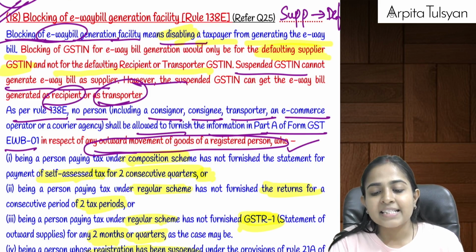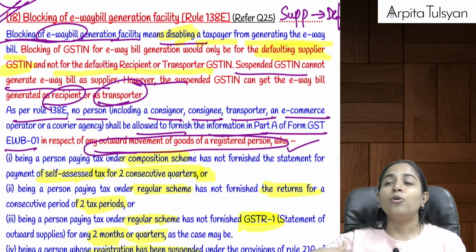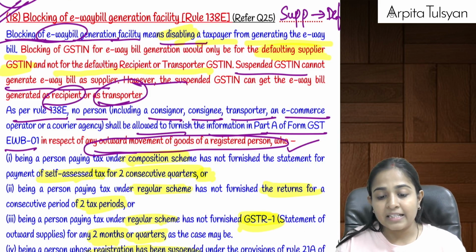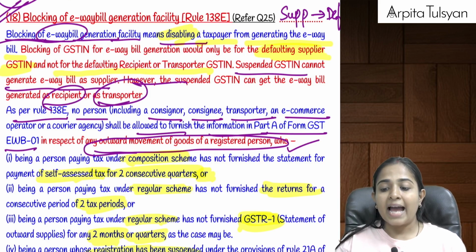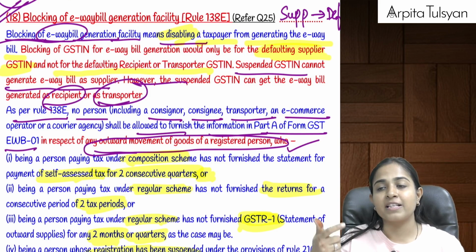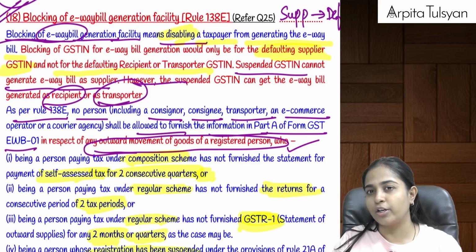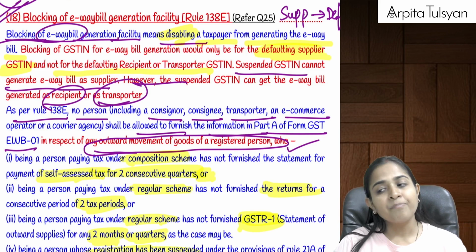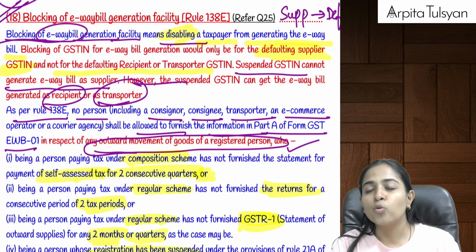Here they say that suppose there is a supplier who is the defaulting supplier. Ma'am, what do you mean by defaulting supplier? That is, any supplier who was registered under the composition scheme and has not paid the self-assessed tax, or has not filed the statement for payment of self-assessed tax under GST for 2 consecutive quarters. Remember, composition scheme dealers were required to make the payment on a quarterly basis. So he has not filed a statement for that self-assessed tax for 2 consecutive quarters.